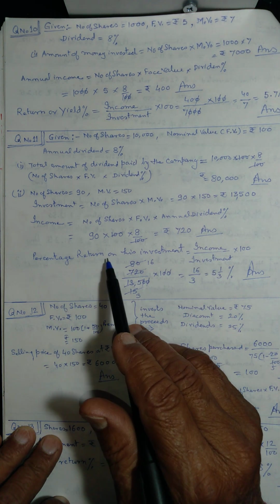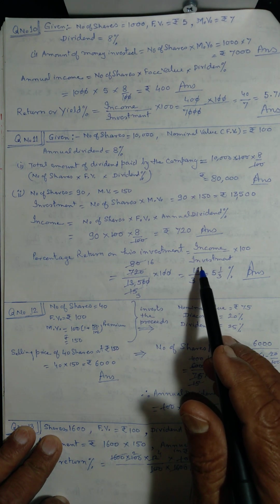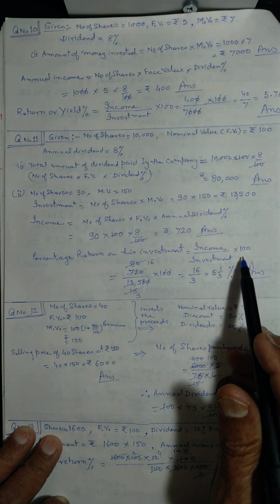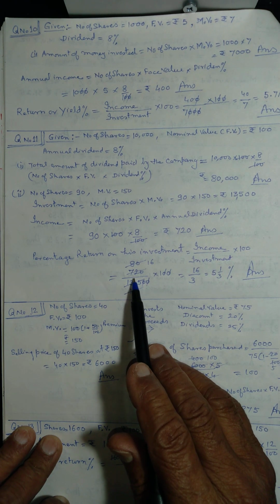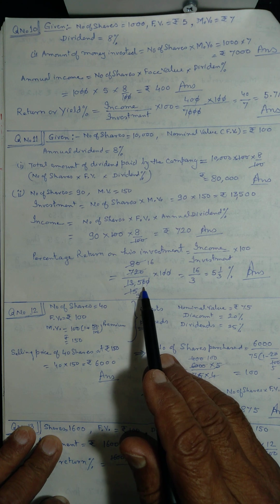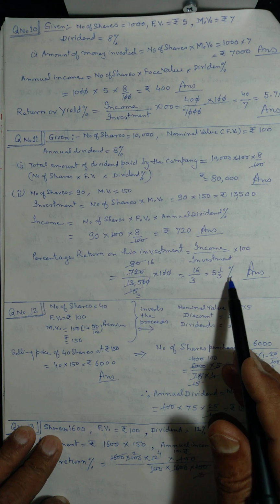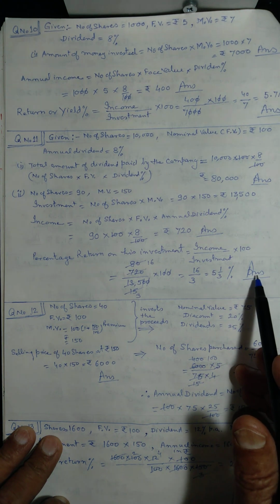Now the percentage return on his investment is equal to the income upon investment into 100. This will be 720 whole divided by 13,500 into 100. Solve it, you will get 5 and 1 by 3 percentage answer.